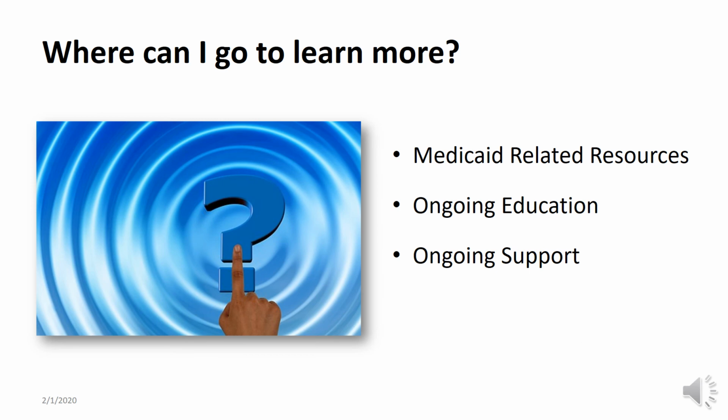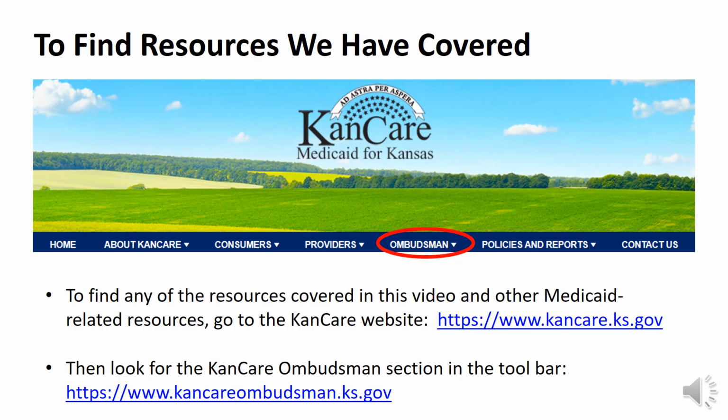Where can I go to learn more about Medicaid-related resources, ongoing education, and ongoing support? To find resources we've covered in these videos and additional Medicaid-related resources, you can go to the KanCare website. The direct URL for the KanCare website is https://www.kancare.ks.gov. Then, once you're on the KanCare website, look for the KanCare Ombudsman section in the toolbar to find the KanCare Ombudsman's webpage. The direct URL for the KanCare Ombudsman's webpage is https://www.kancareombudsman.ks.gov.